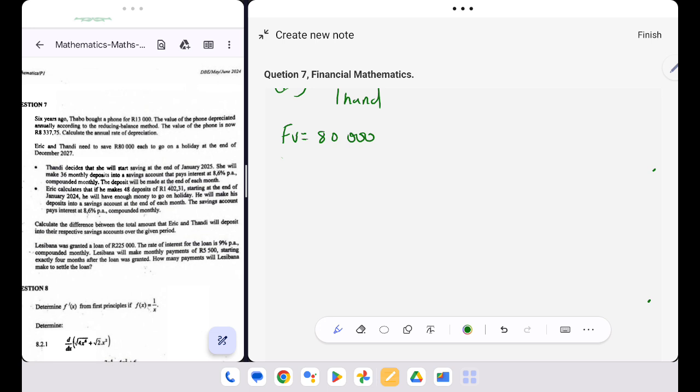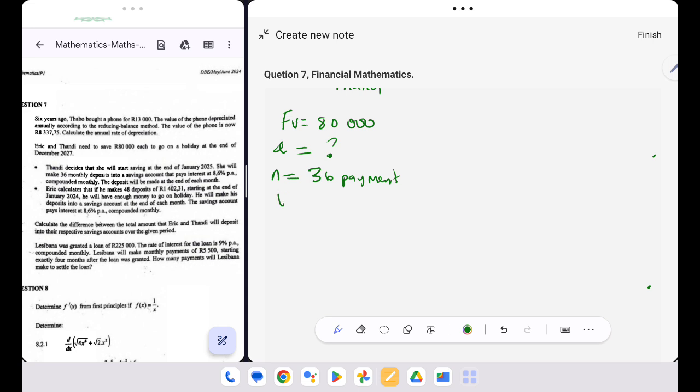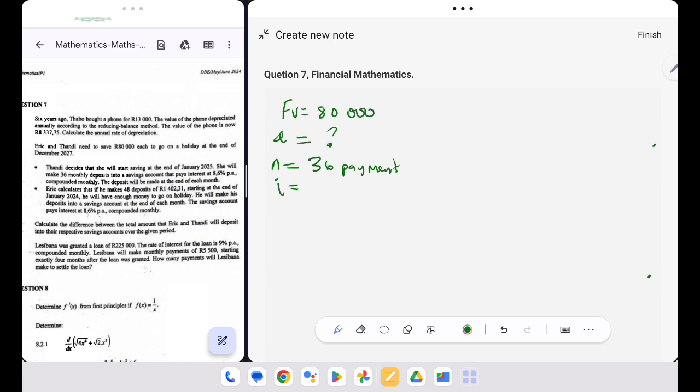And we are also told that Tandy will be saving. We don't know the amount of money that Tandy will be saving every month, but we know that Tandy will do this for 36 payments. And my rate of interest should be 8.6% per annum compounded monthly.